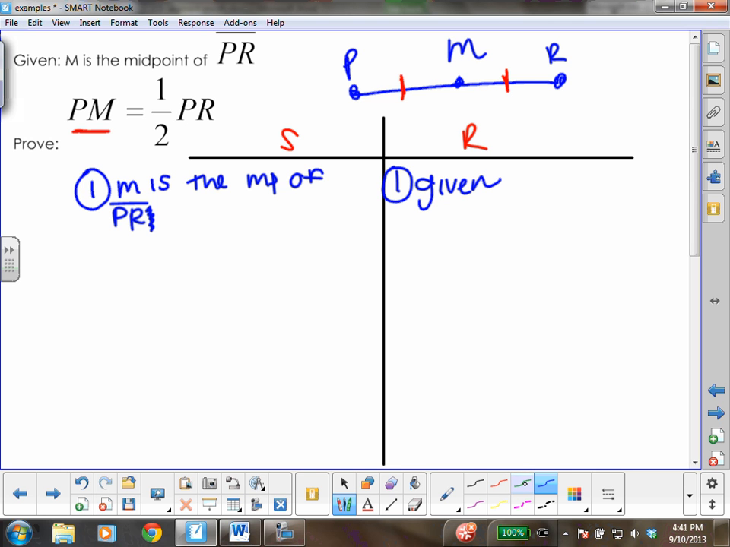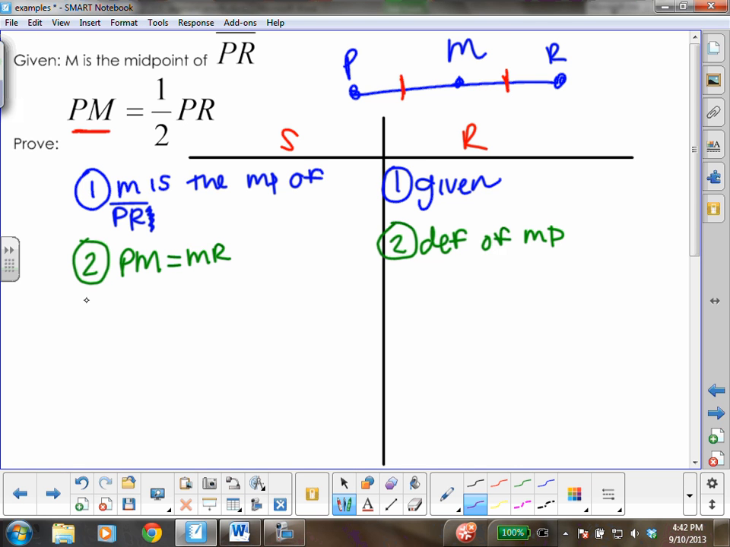The next thing I'm going to say is that PM is equal to MR. That's because of the definition of a midpoint. I'm abbreviating midpoint MP. Now that I've said that, there are several different things that I can do from here.